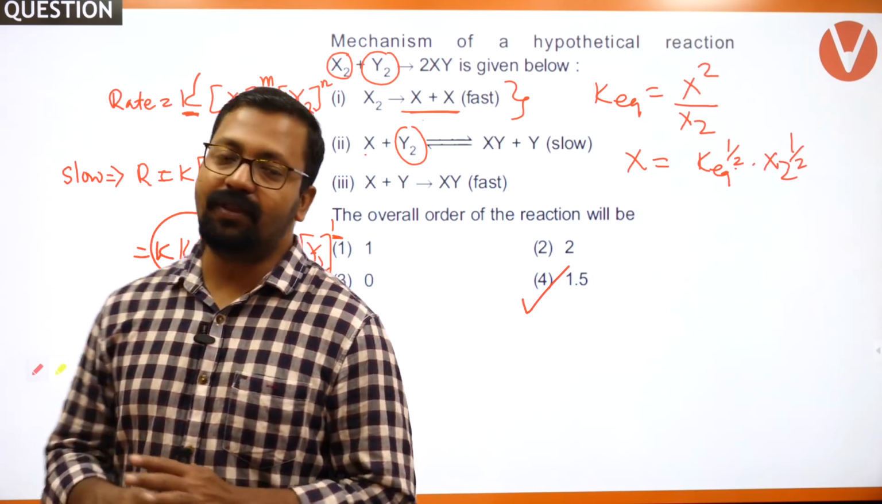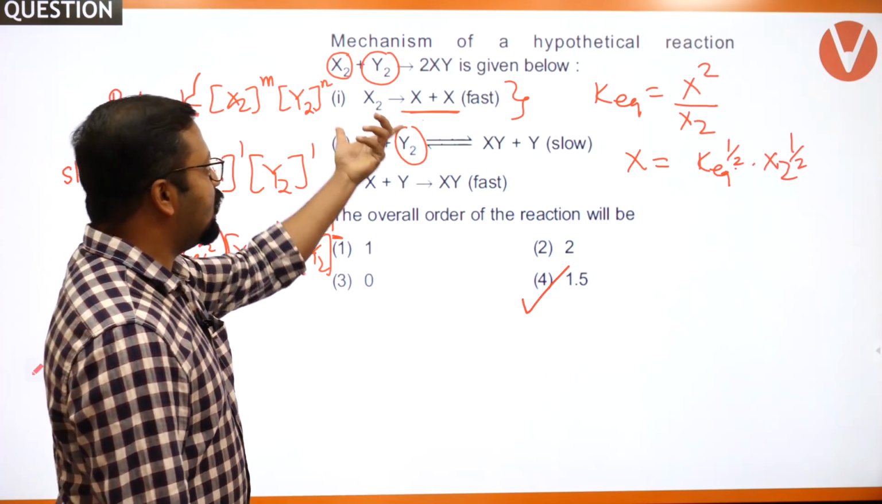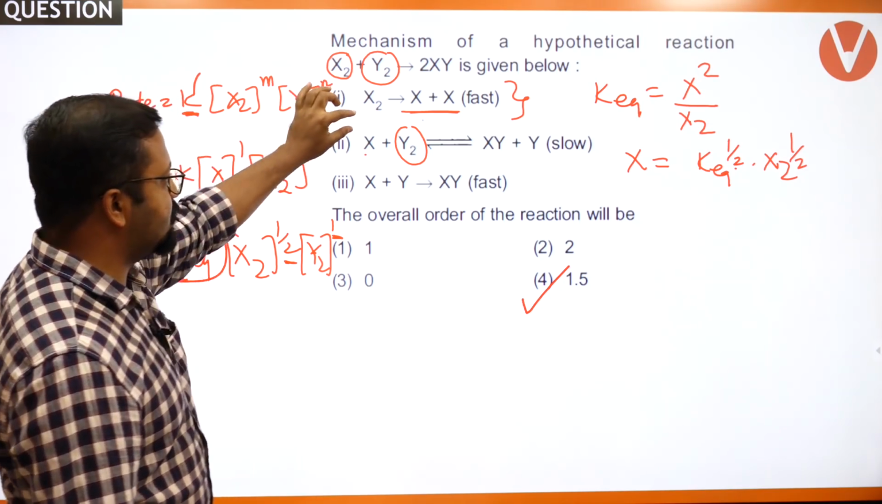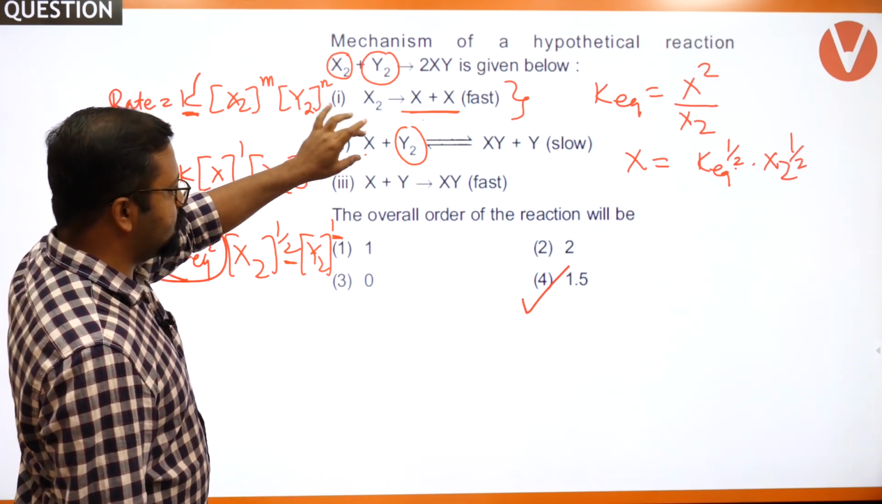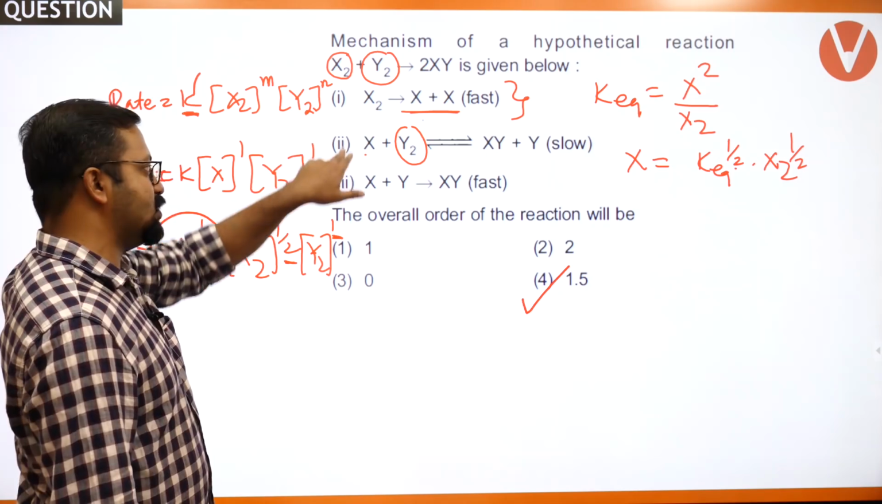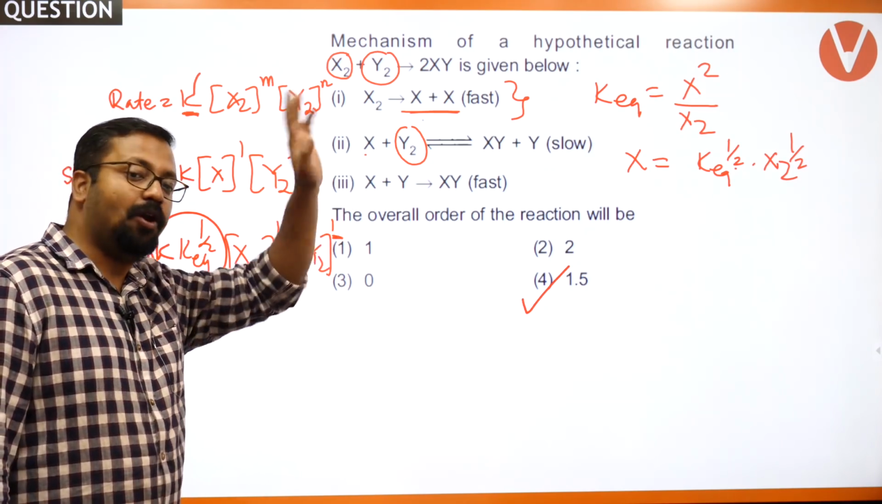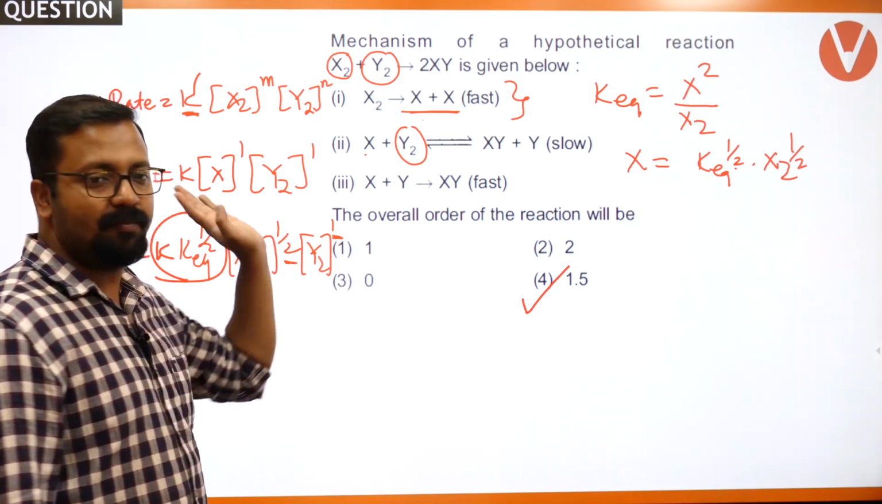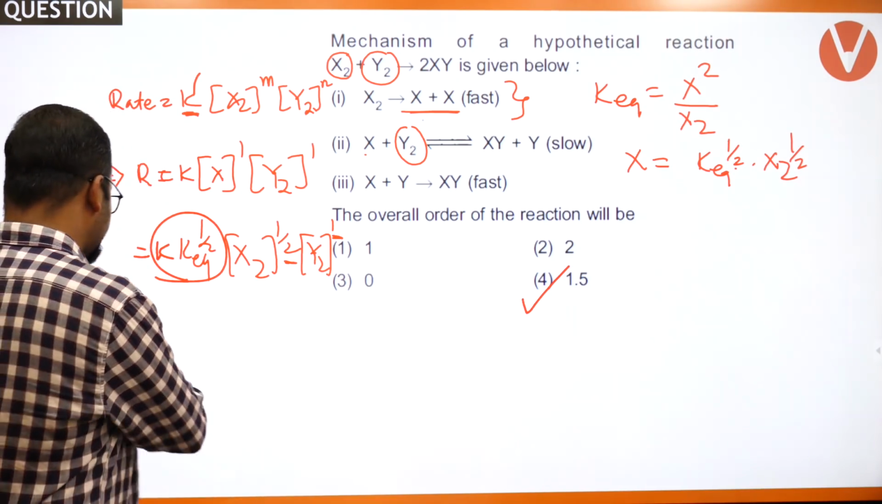Method is, if the slowest step does not utilize both the reactants, then express the concentration of the species which is present in the slowest step but not the reactant in terms of the reactant. Okay, this is the method of solving the question.